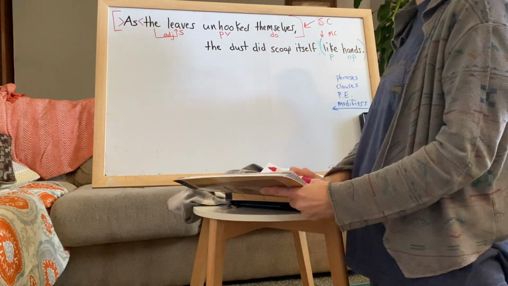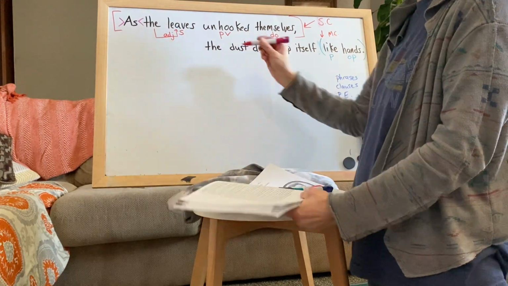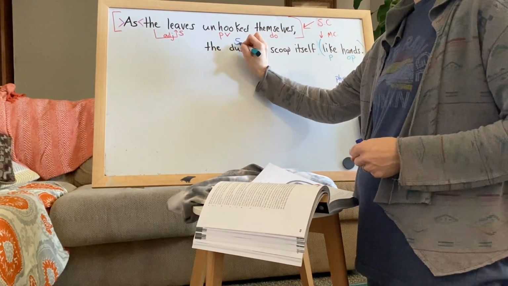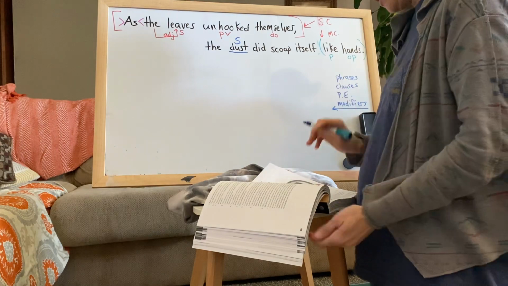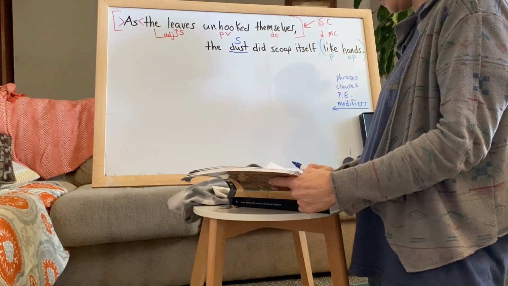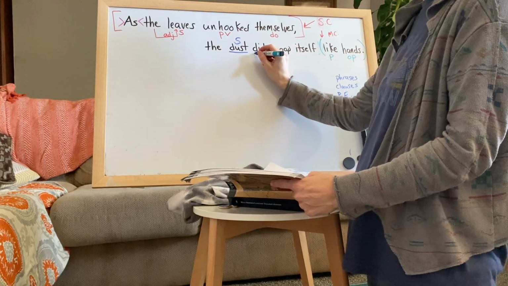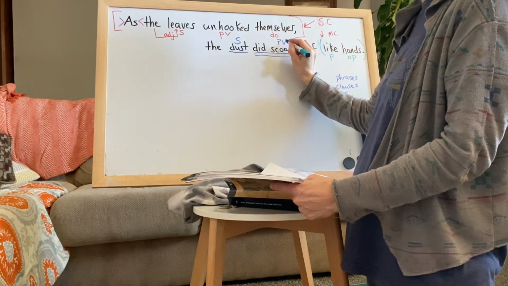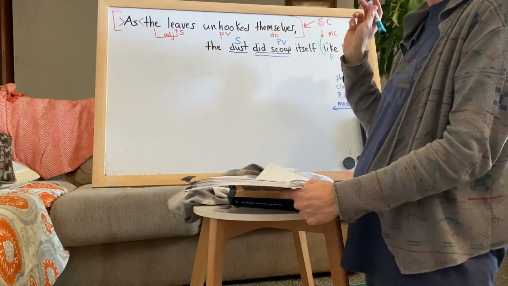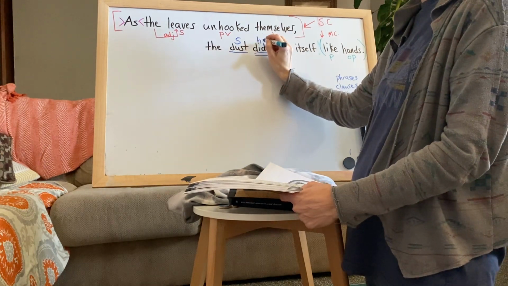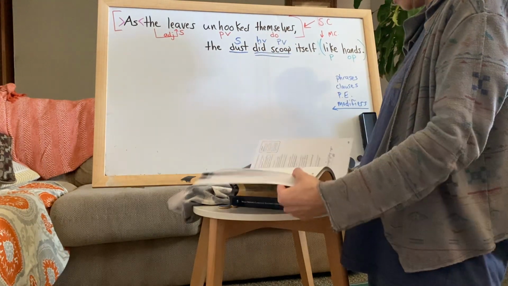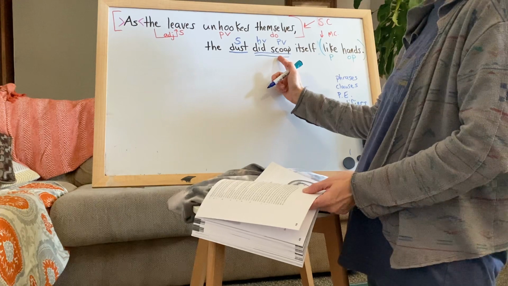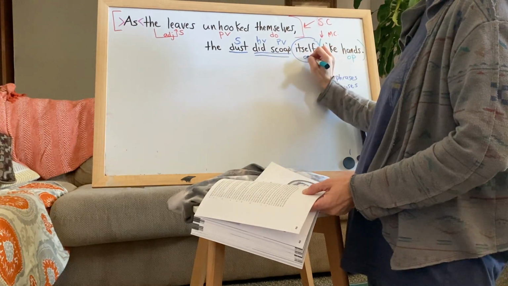This sentence is about dust. So we are going to put an S over our subject and underline it once. This tells us that the dust did scoop. So here's our predicate verb. Scoop is a funny word. And did, is that a helping verb or linking verb? It is a helping verb, so I'm going to put HV above it. The dust did scoop who or what? Itself. So this is a direct object.